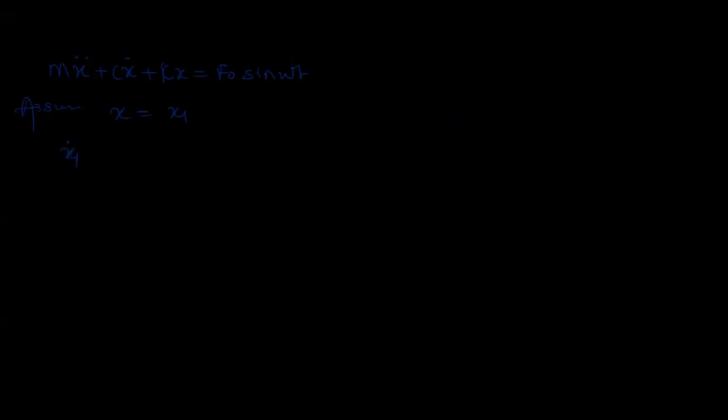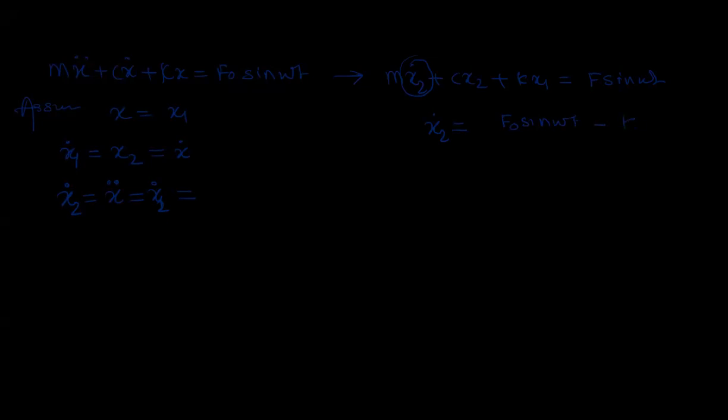And I will have an x1 dot, which I will assume again x2. Okay? And this x1 dot is nothing but my x dot. Obviously, I will write an x2 dot which is equal to f0 sine of omega t minus k x1 minus c x2 divided by m.